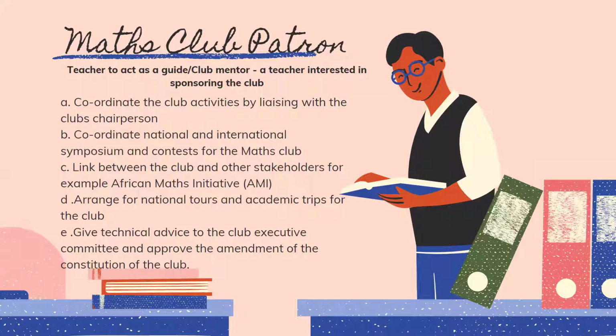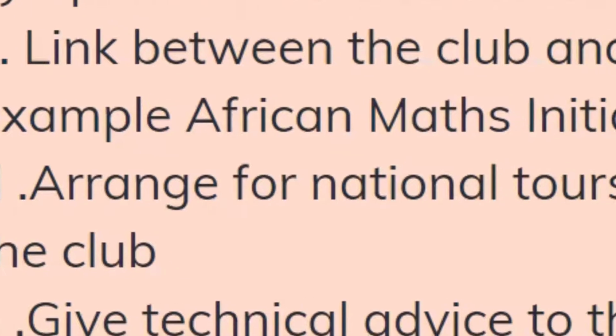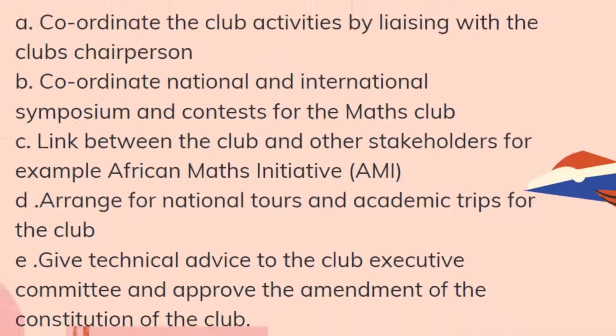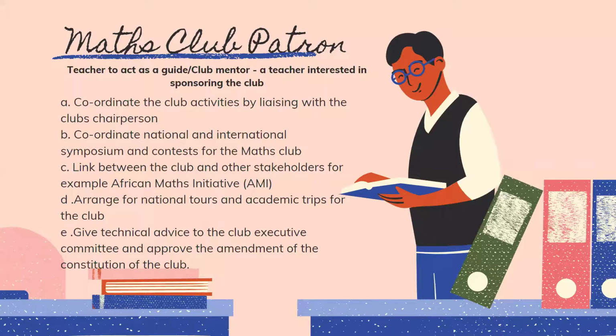Amongst other roles, a maths club patron should also be there for the students as a link between other stakeholders. For example, African Maths Initiative. When we support a maths club as African Maths Initiative, we liaise with the Maths Club Patron in terms of the resources that they need, the activity resources that they need to run the Maths Club, and so forth. Any teacher support for running this Maths Club will only be through a liaison between a Maths Club Patron and a staff from African Maths Initiative.